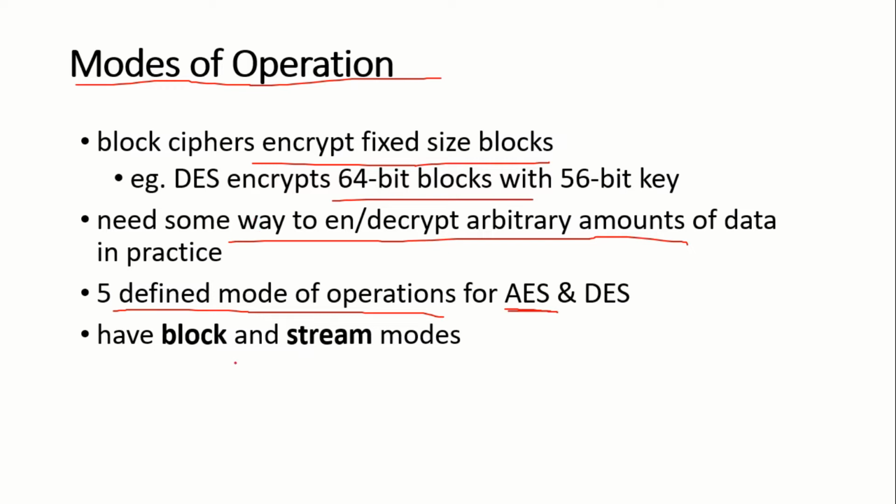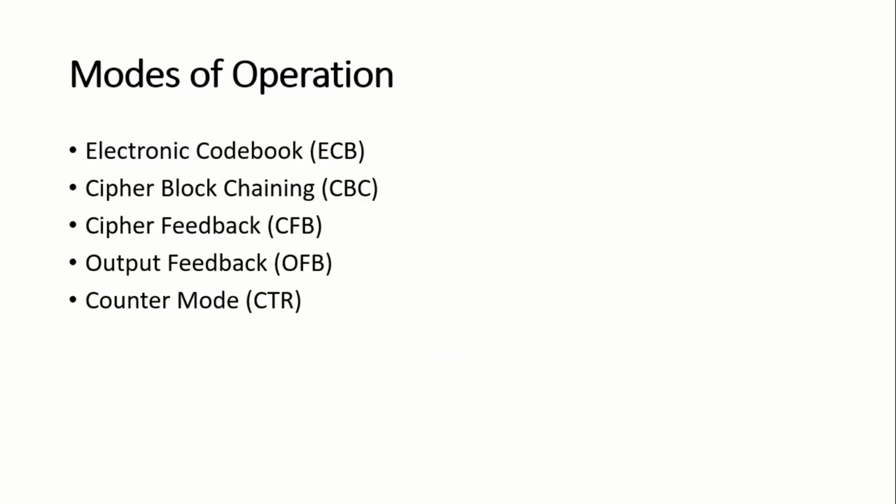These modes of operation have block and stream modes, and we will be using both. In total, we have five modes of operation which we can use for encrypting and decrypting the data. These modes are: the first one is electronic code book, then cipher block chaining, then cipher feedback, output feedback, and the last one is counter mode. We will be discussing these modes in detail one by one, and we'll understand what their disadvantages and limitations are.